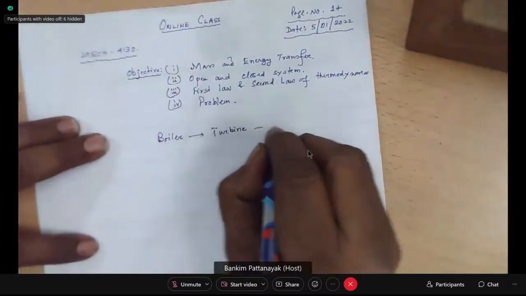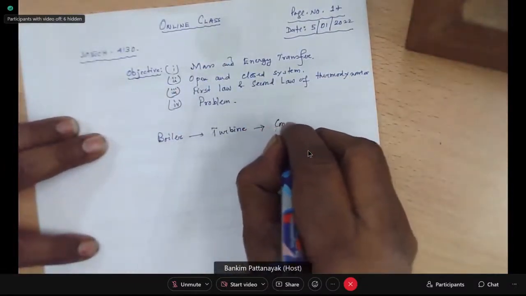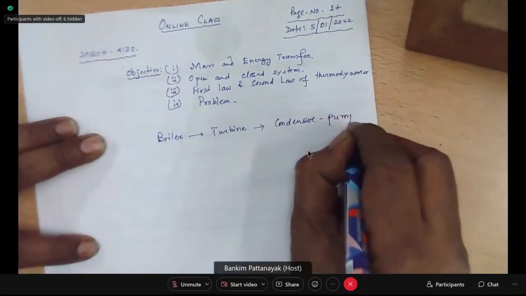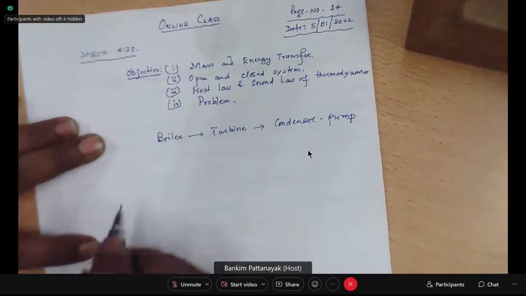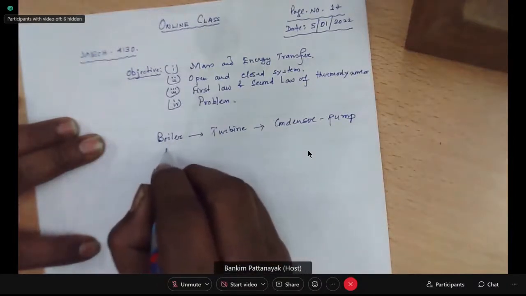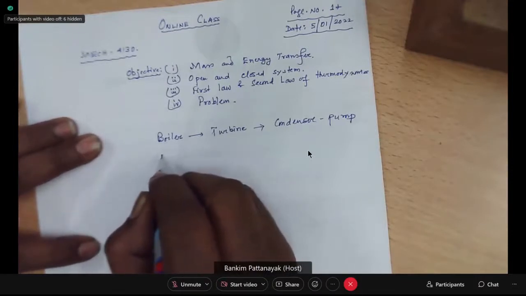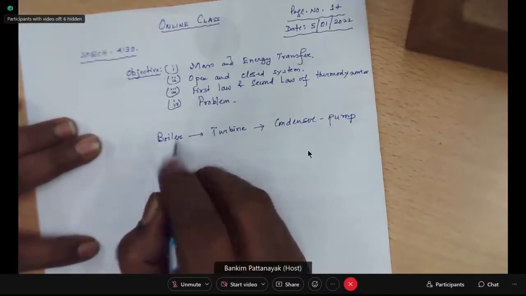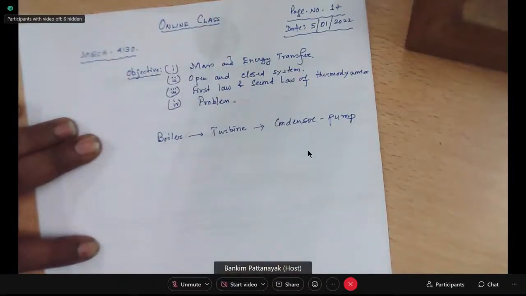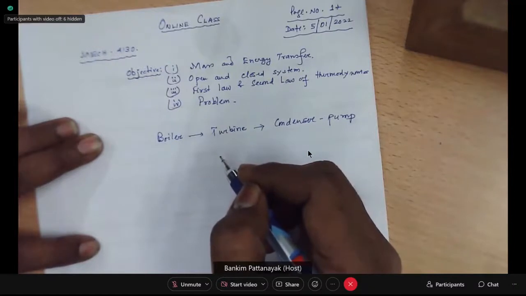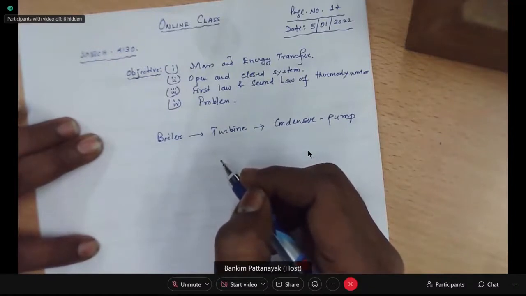boiler, turbine, condenser, and pump. These are the four basic devices. In the boiler, you just put in the coal. There is the pulverized coal there. Then the high pressure, high temperature steam goes into the turbine. In the turbine, you direct the high pressure jet steam onto the blades of the turbine.